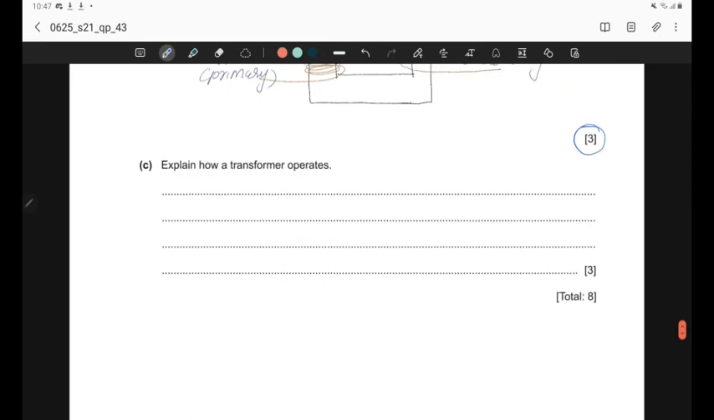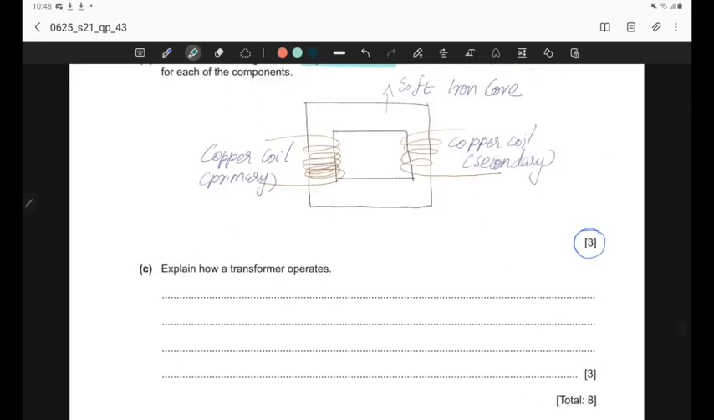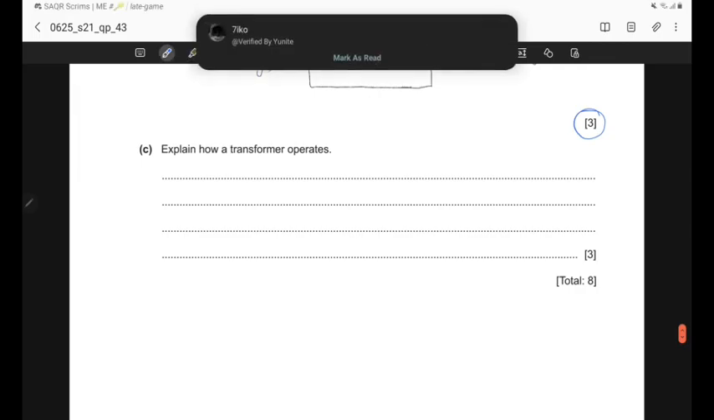Part C, explain how a transformer operates. We can start with this: we should apply an AC current at the primary. This AC current at the primary will cause an alternating magnetic field in the core. This alternating magnetic field will cause an induced EMF in the secondary coils. These are the basic points about the working of a transformer. We can write step by step in order to score full marks.